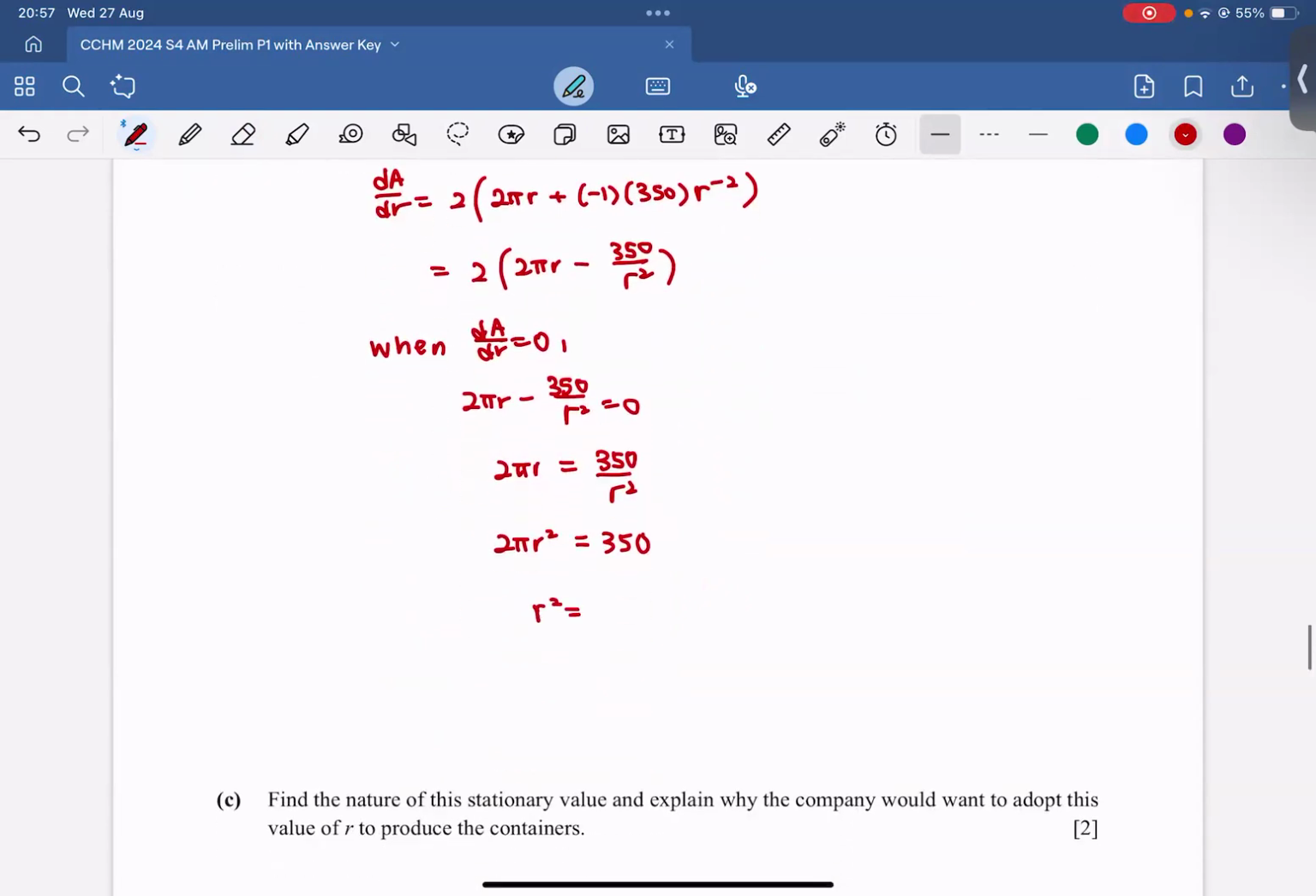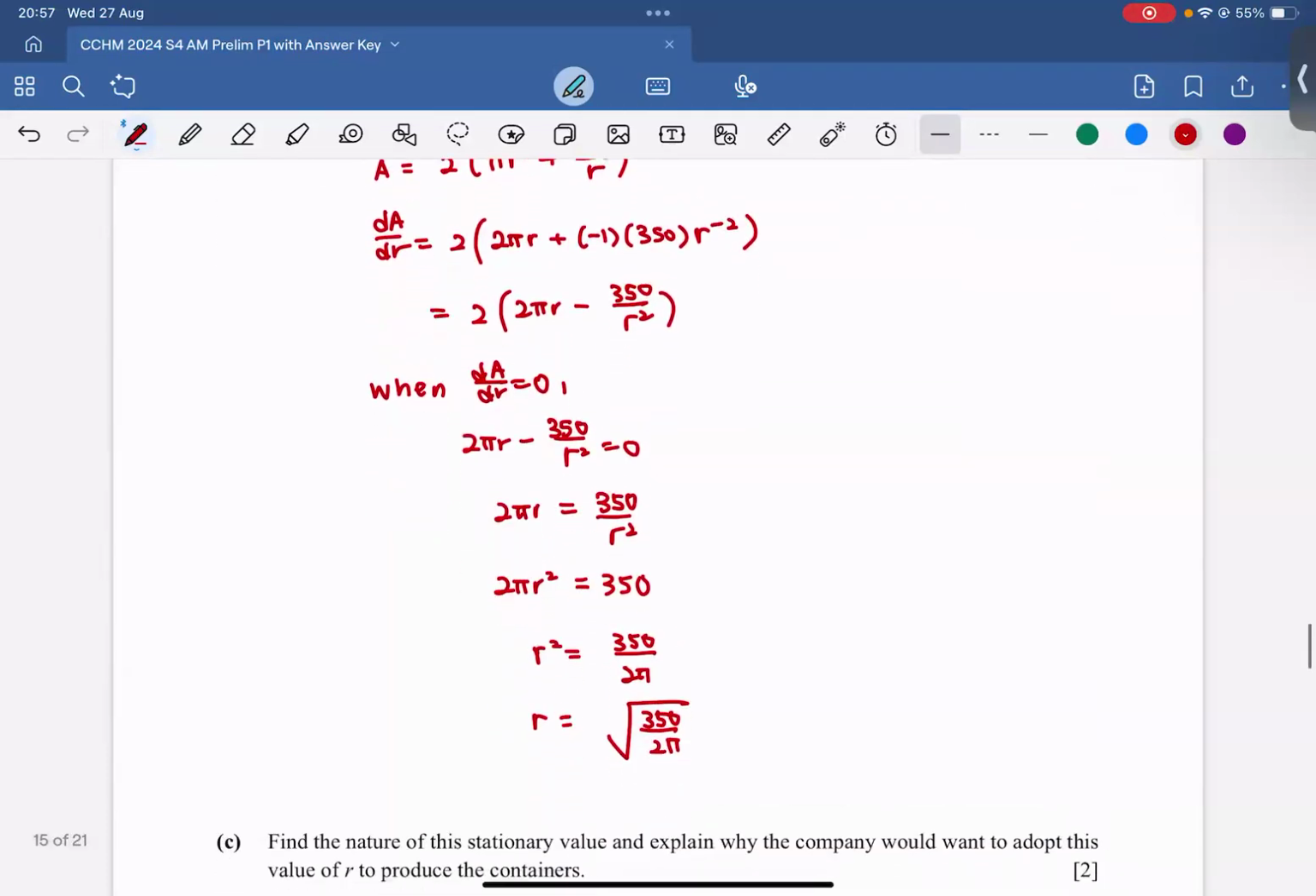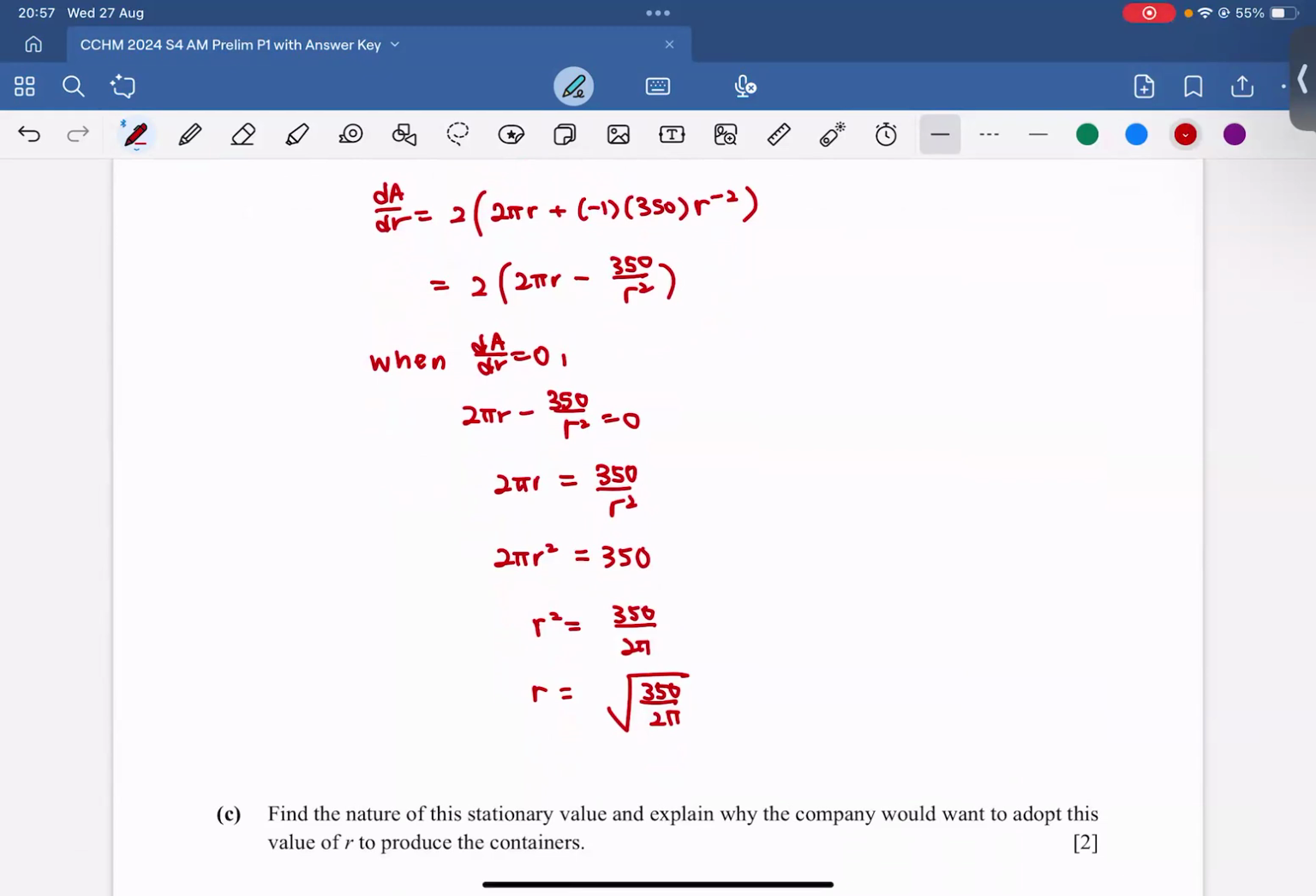Divide. Square root. Okay, you don't need to add plus minus because we know this is speed. So do press calculator, don't just stop there. So I thought it's cube. Cube, yeah. We type the R square, yeah, cube.